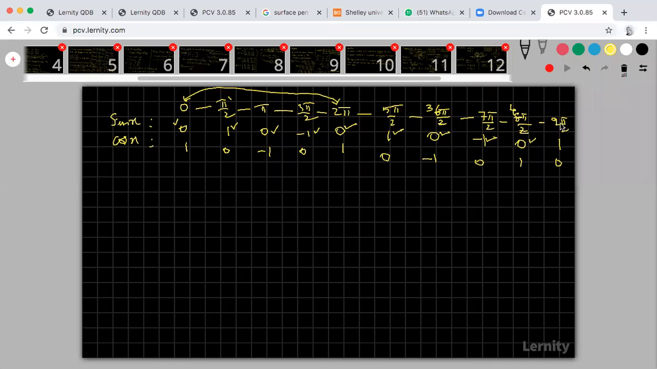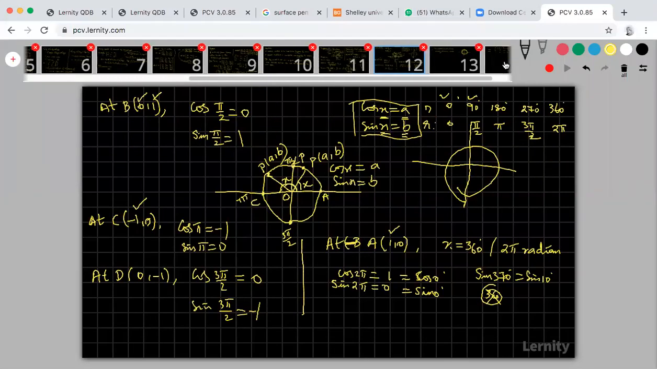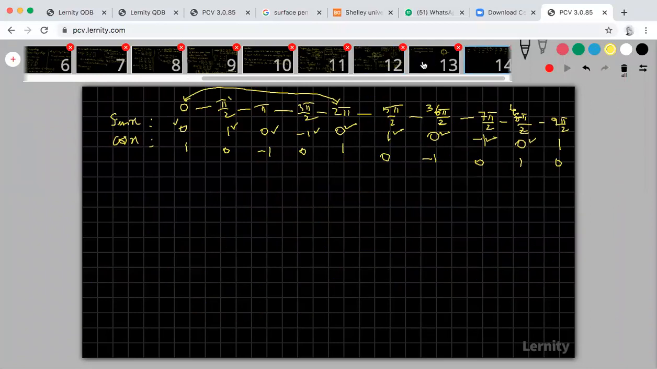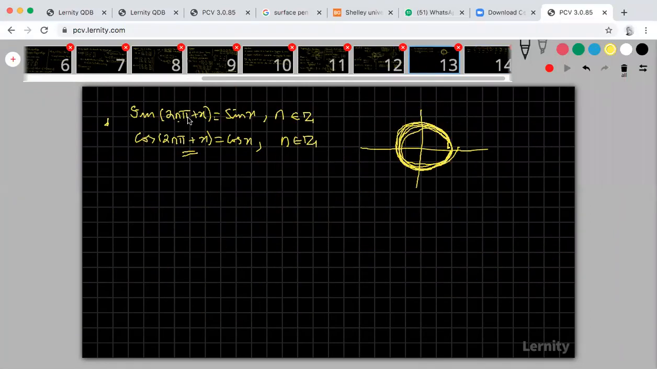So for one full rotation we will get the different values of sine and cos. After that we will get the same values. That we write mathematically: sine of 2n pi plus x is again sine x. That means the same value. If you put n equal to 1 or 2 or minus 1 or minus 2, then sine of 2 pi plus x or minus 2 pi plus x again gives sine x. Similarly, cos of 2 pi plus x, cos of minus 2 pi plus x, everything gives cos x only.